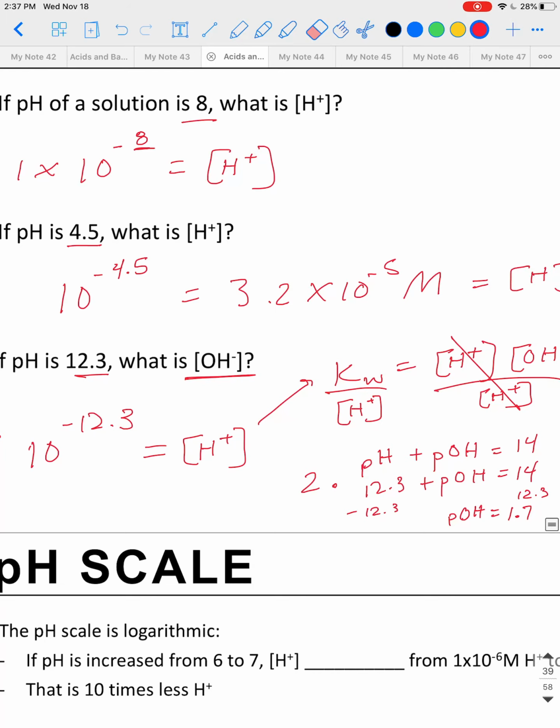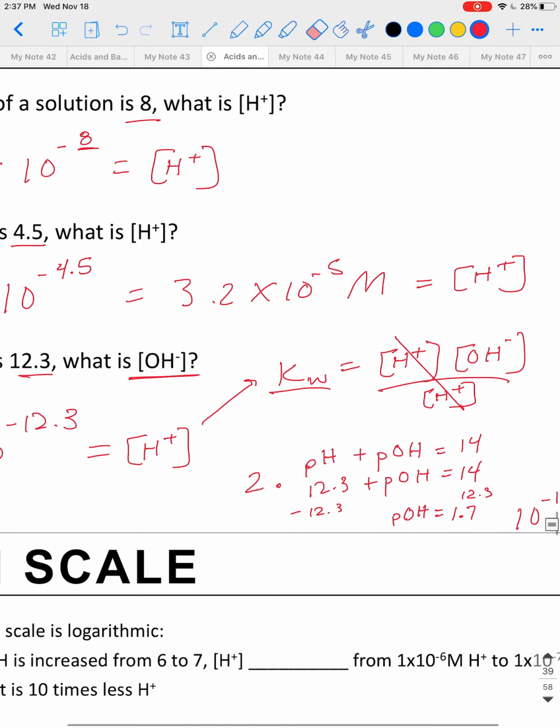So then we would come over here and plug that in for H plus. So 5 times 10 to the negative 13. We divide by 5 times 10 to the negative 13. We would plug in Kw as well, which we know is 1 times 10 to the minus 14, and divide that.